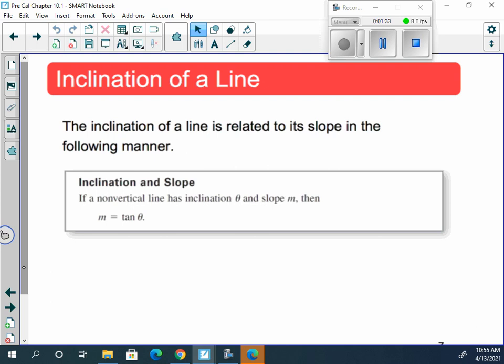Now, if a non-vertical line has an inclination theta and slope m, then we can define it by the equation m is equal to tangent of theta. So the slope is equal to tangent of theta, or theta is equal to tangent inverse of m. Now, we do need to be careful with this here.